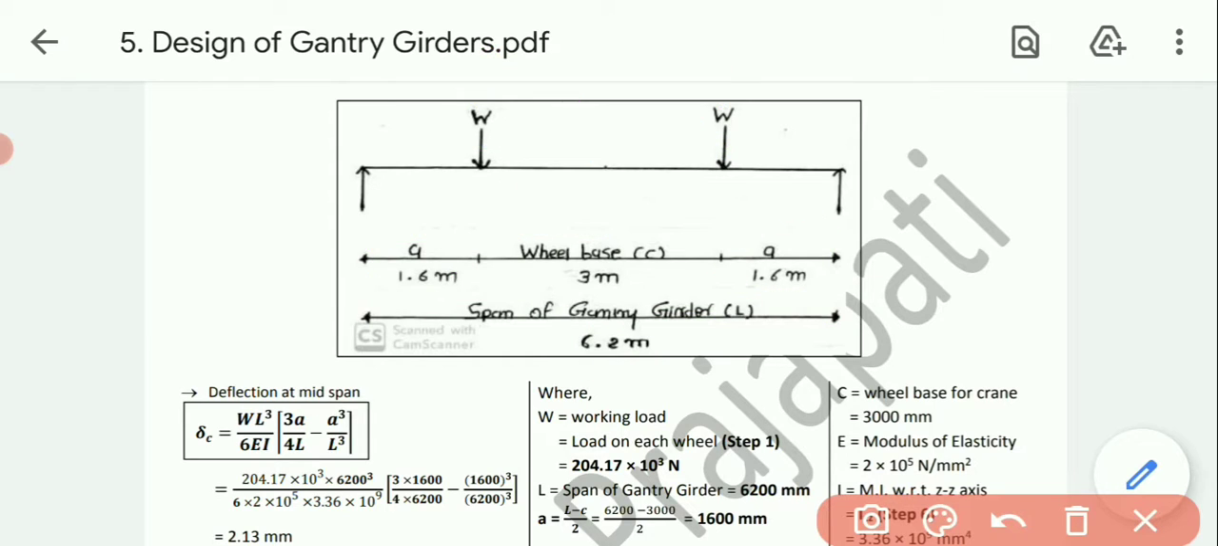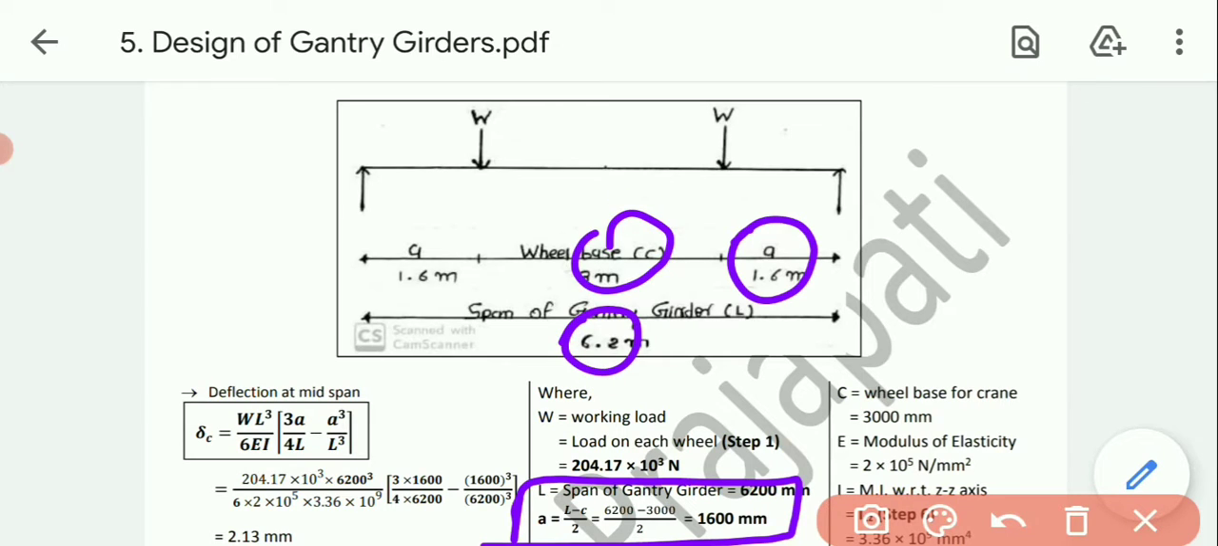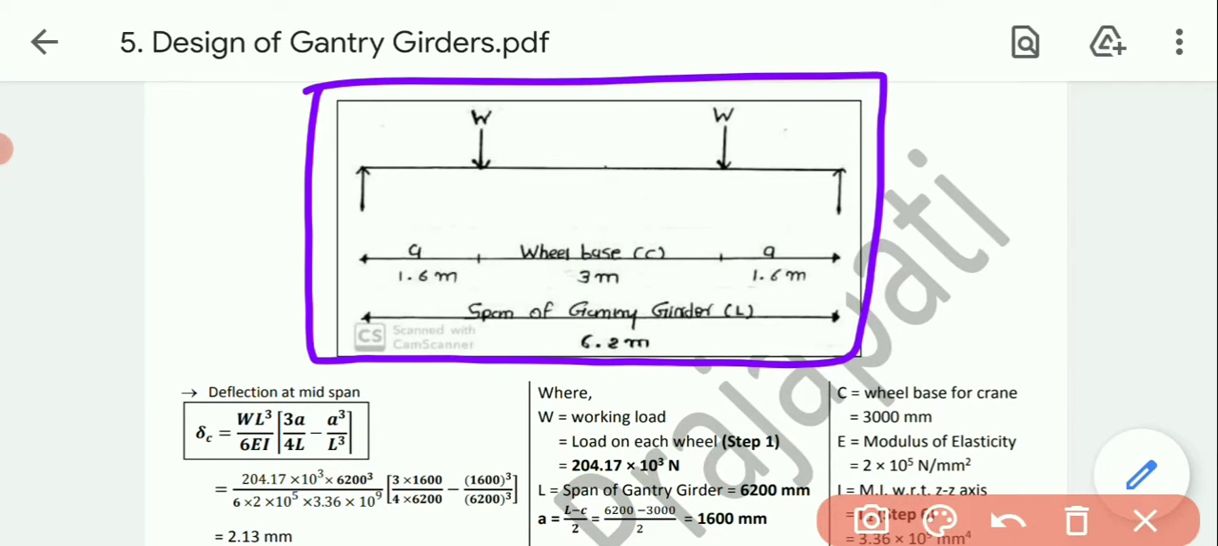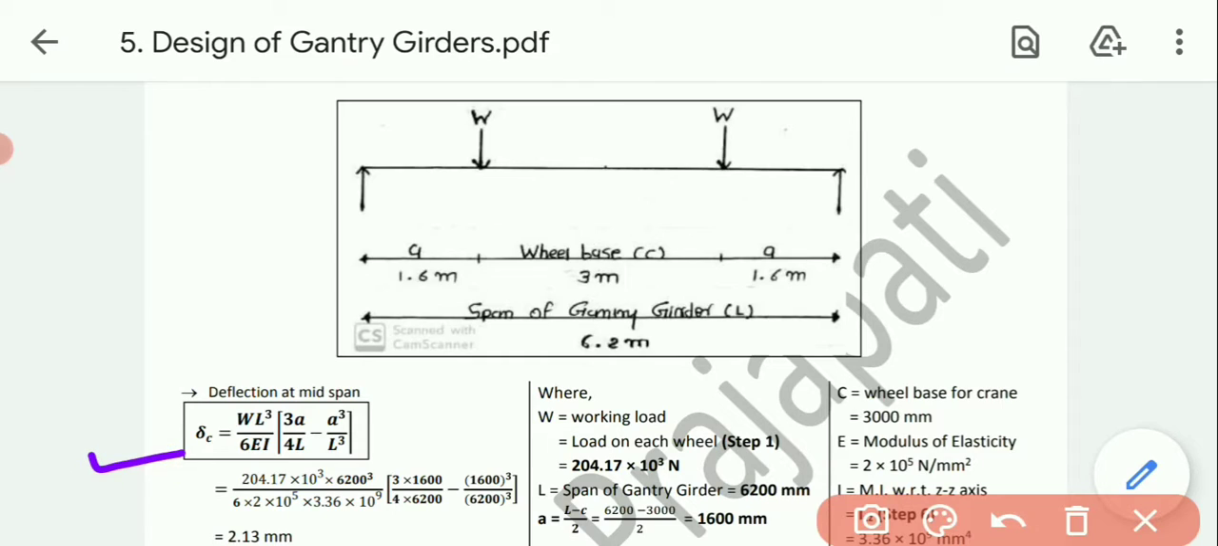Or else you can directly calculate a equals L minus C by 2, where L stands for span, 6.2, C is the wheelbase, 3 meter. 6.2 minus 3 by 2, 3.2 by 2, that is 1.6 meter. Let's convert it into mm, 1600. Clear? So we will get this arrangement. Now our deflection formula will be this one: delta C equals W L cube upon 6 A I, in the bracket, 3a divided by 4L minus a cube by L cube.